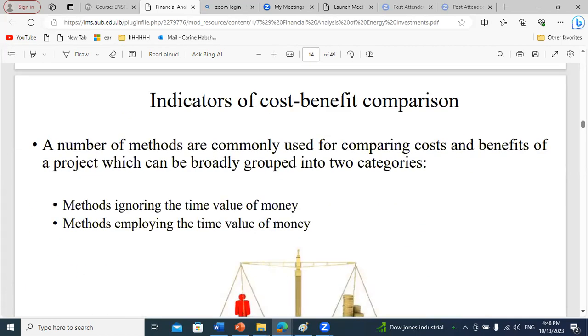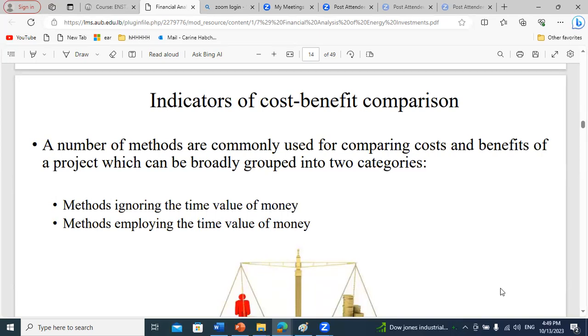Now, what are the indicators of cost-benefit comparison? Not taking inflation into account doesn't mean that we don't consider the time value of money. There is a difference between inflation and time value of money. And now in the coming slides, we'll discuss what we mean by the time value of money and how we can take it into consideration.